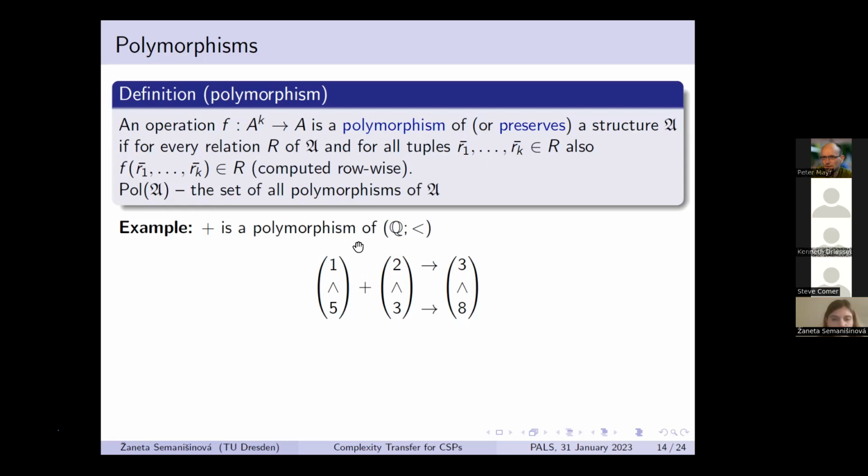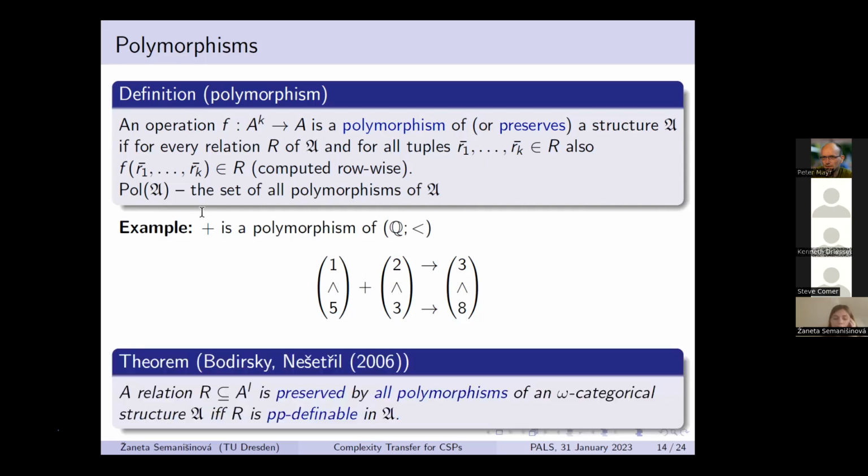The simplest example, I guess, is Q with order. If we have two ordered tuples, we can add them and the inequality will still be satisfied. I will sometimes need this notation for the set, or clone, if you know what a clone is, of polymorphisms of A: Pol(A).